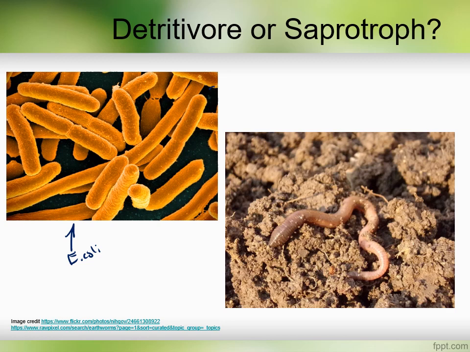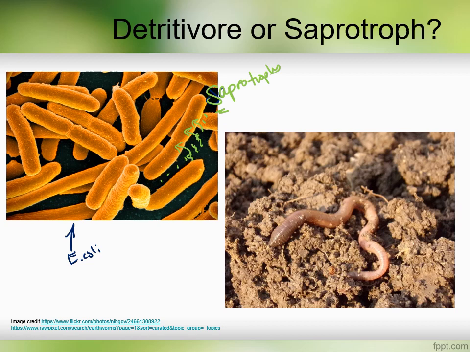These guys are saprotrophs. They secrete enzymes outside their body. Whatever happens to be outside their body gets decomposed, and then the bacteria will absorb the nutrients that are released after that external digestion.